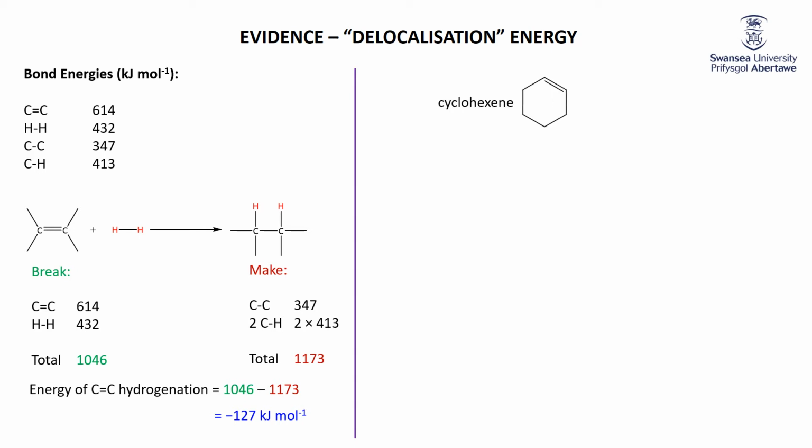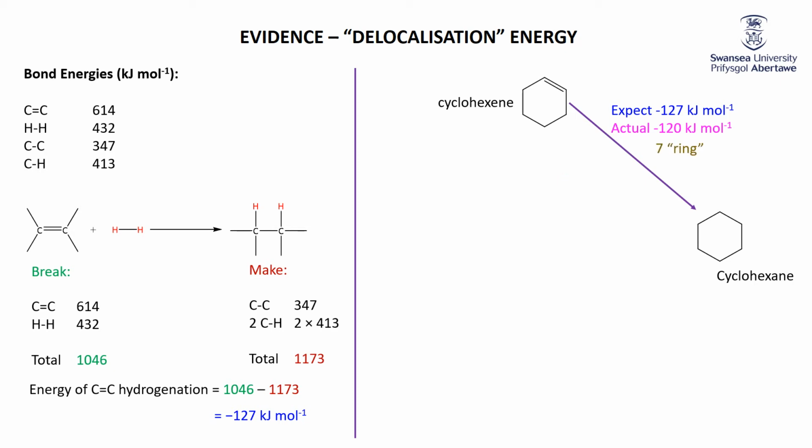Now let's look at some examples. Here's cyclohexene. Now if I wanted to go from cyclohexene to cyclohexane, I would have to hydrogenate one double bond. So therefore I would expect the delta H for this to be minus 127 kilojoules per mole. It's actually minus 120 kilojoules per mole. Definitely in the same ballpark, 7 kilojoules difference.